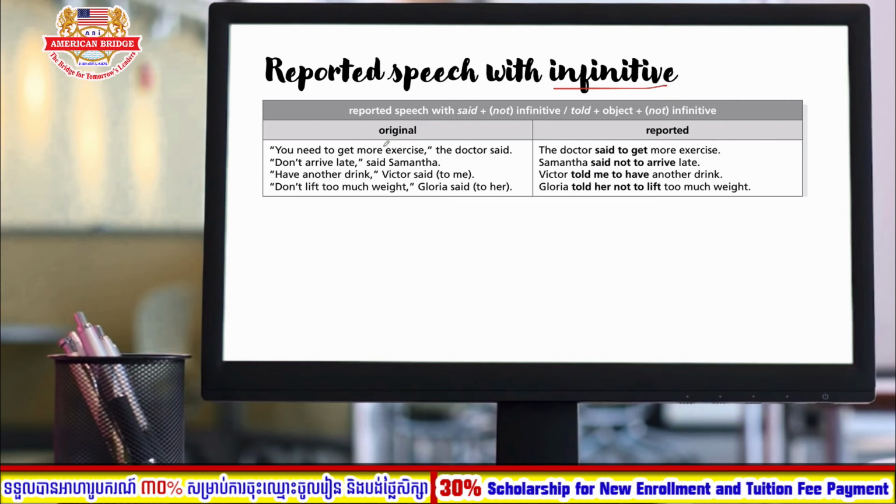So if you look at the original sentence, this is called direct speech because we have the quotation marks here, as you can see. "You need to get more exercise," the doctor said. So this phrase, you need to get more exercise, is the direct words that the doctor said. And if you want to report this information, you need to follow this structure. The doctor said to get more exercise.